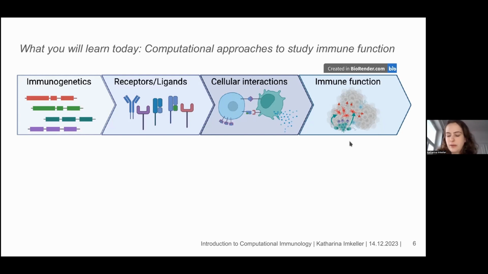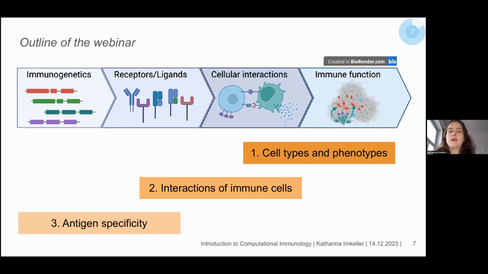In the webinar today, we are going to have three different parts. We are going to start with the broad concept of immune function, and we will look at cell types and phenotypes. After that, we will look at how to characterize the interactions of immune cells, how they use the receptors and ligands to interact. And finally, in the last part of the talk, which will also go into a bit more detail than the other two parts, we will look at how antigen specificity is defined and encoded in the immune system. So let's start with the cells and phenotypes.